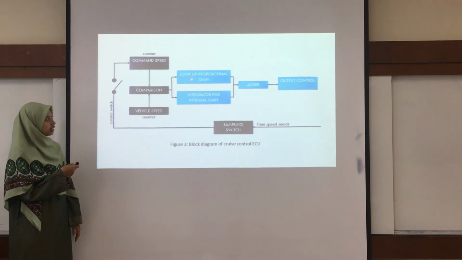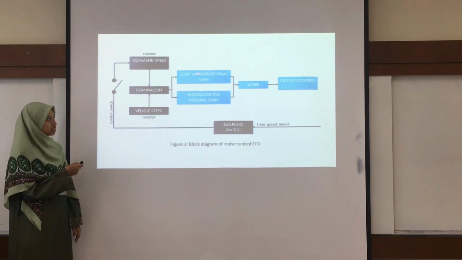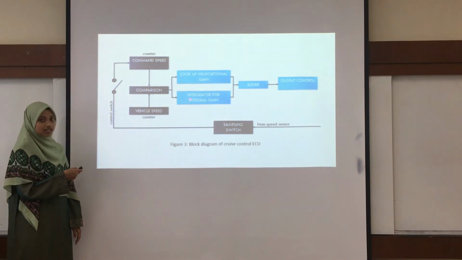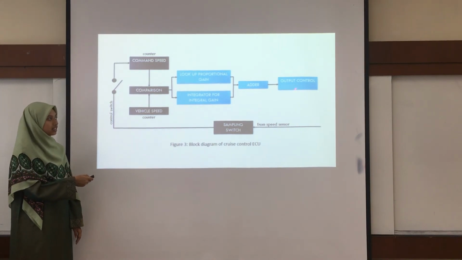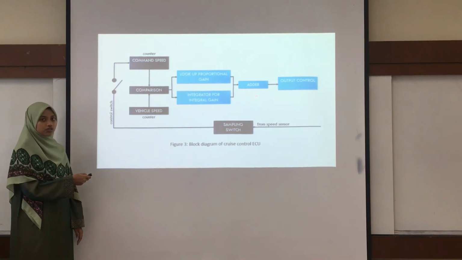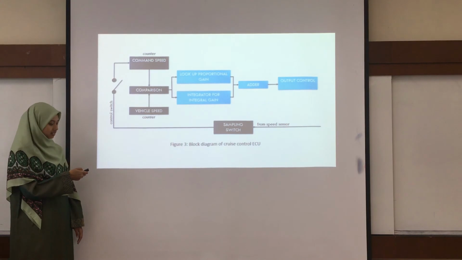And then this one, look up proportional gain and integrator for integral gain. So this is the control system, which is PI, that I mentioned earlier. And then the difference or the result from these two will be added, and then there will be an output control, so that the speed of the cruise system is maintained.